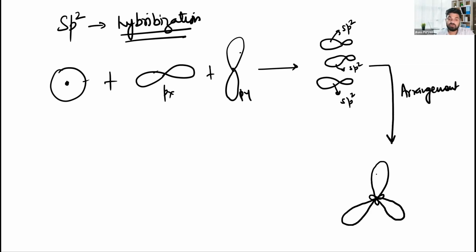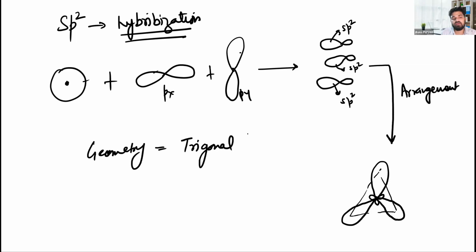Understood? So their geometry will be trigonal planar, meaning if an element is making bond with this one, with this one, with this one, the molecule shape will be trigonal planar, meaning all the three atoms come in the same shape, in a triangular shape. So the geometry will be trigonal planar, and the shape of the molecule will be trigonal planar.